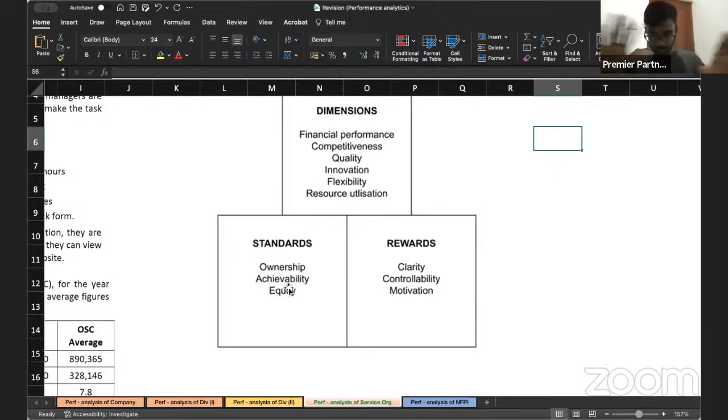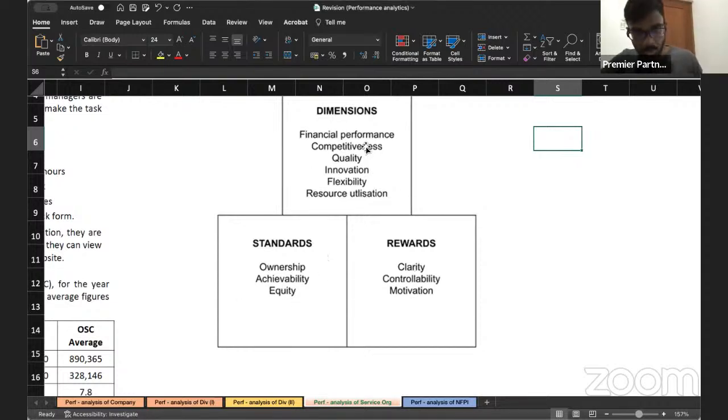Equity is where we say there should be fairness when evaluating the performance of those who are responsible for achieving these targets. You have to be fair. You can't be unjust.